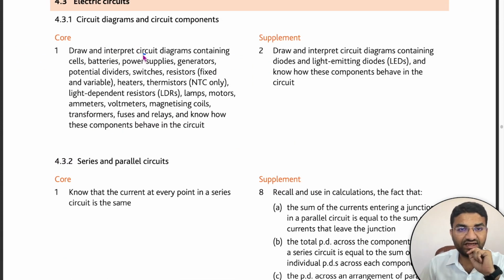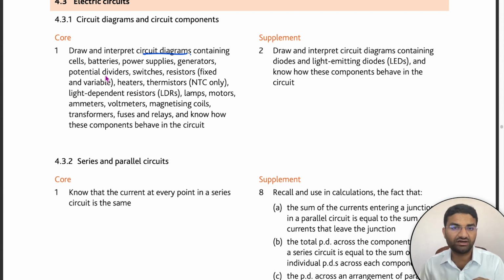See here, circuit diagrams are very important. Means cell, battery, power supply, generator, then resistor, light dependent resistors, LDRs, fuse, relay. Circuit diagrams are important. For extended students, you have to understand the function of a diode and LEDs, and how we can use them in the circuit.